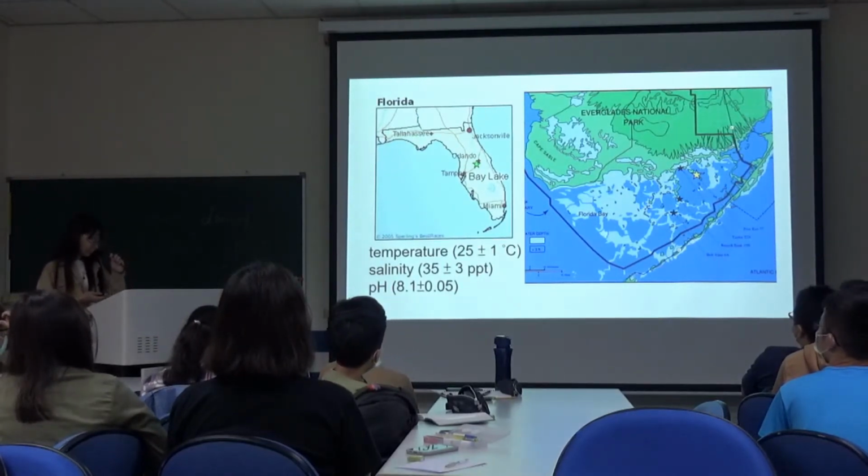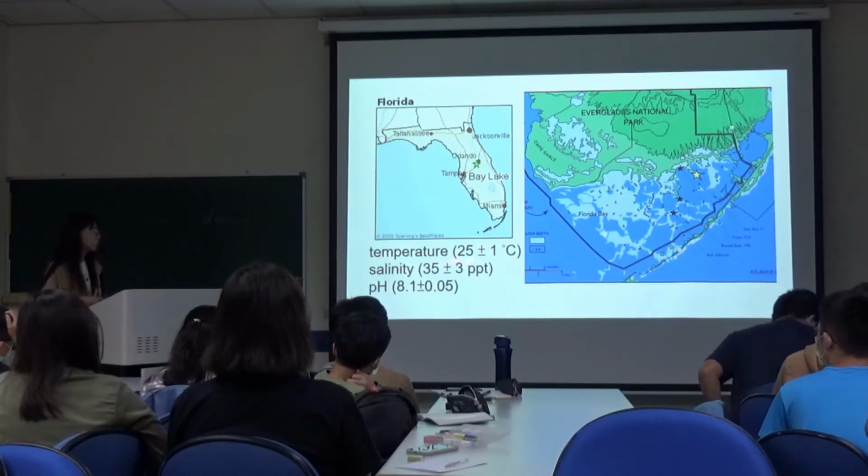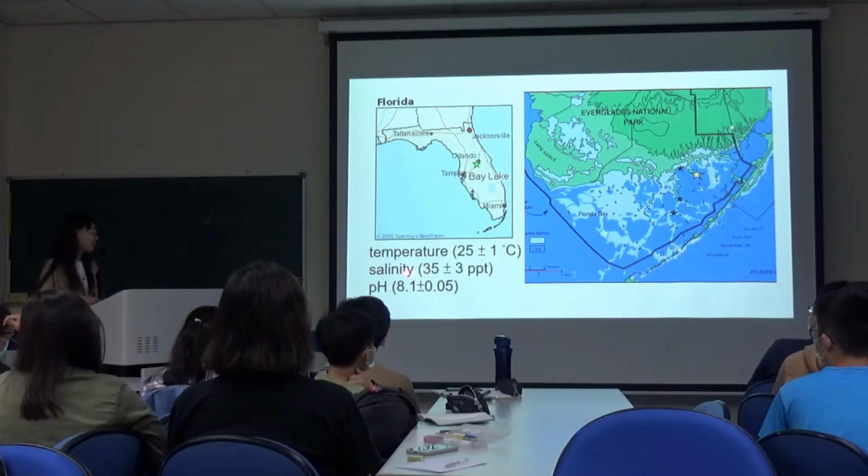The lobster uses Florida Bay as a habitat. It also supports a valuable fishery in Florida. In general, the temperature of seawater is about 25 degrees Celsius, the salinity is 35, and the pH value is about 8.